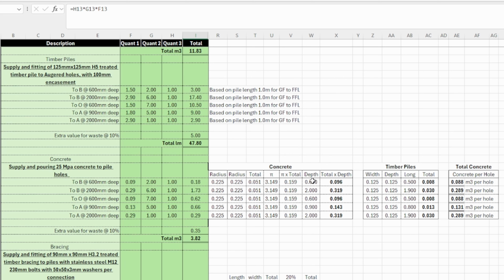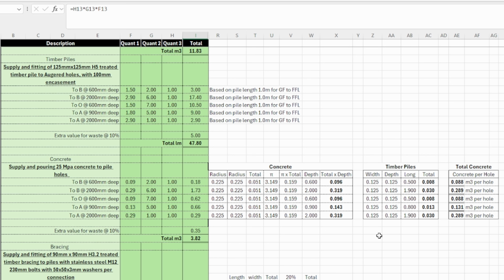And then the next equation is we apply the depth. So we just bring these numbers that we've got in here. So we've got 600 mil, 2 meter, 600 mil, 900 mil, 2 meters. And then the final equation is we times 600 mil by the 0.159. And that gives us 0.096 for the 600 mil pile. So that's all the concrete within that pile hole.